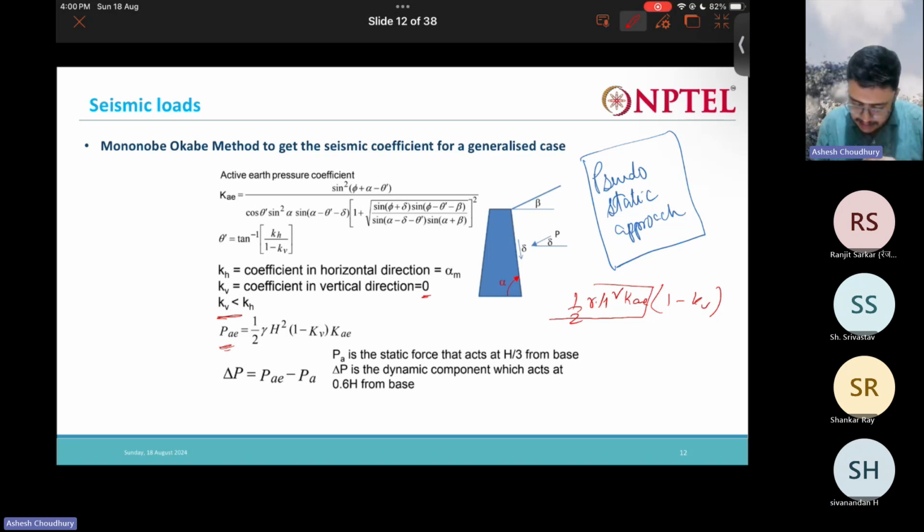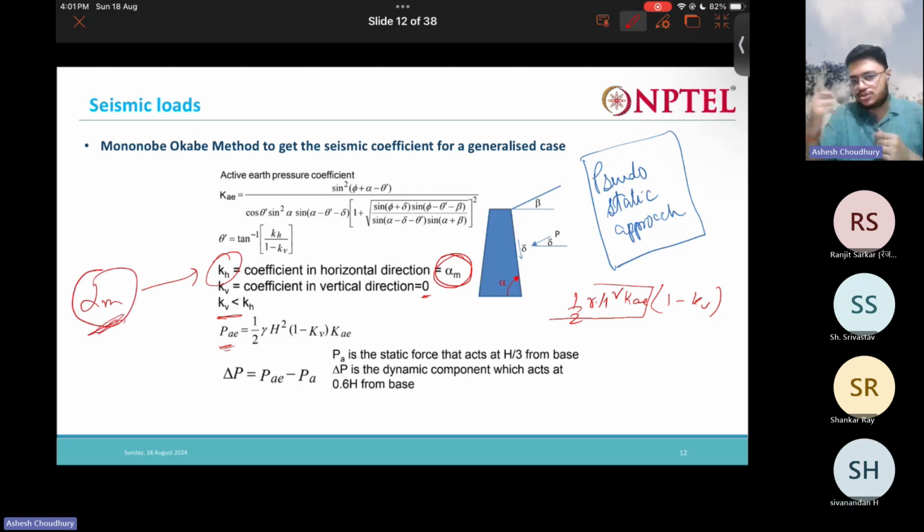And KH is nothing but this alpha m. You already saw the calculation of alpha m, how to calculate. And what is KAE? KAE is nothing but the active earth pressure coefficient, the generalized relation for the active earth pressure coefficient. So then we get PAE is equal to half gamma H square, 1 minus KV, into KAE.